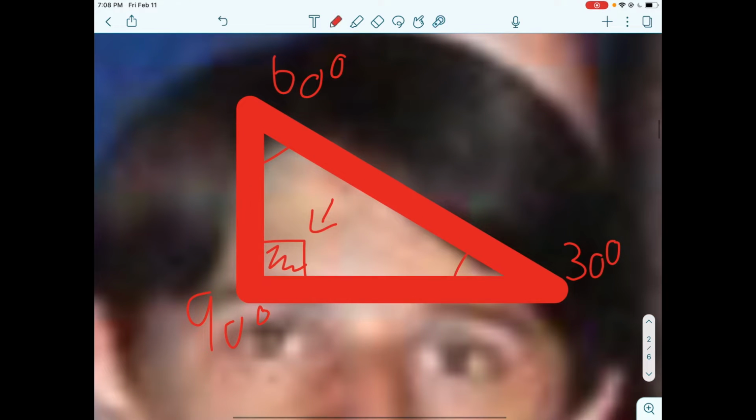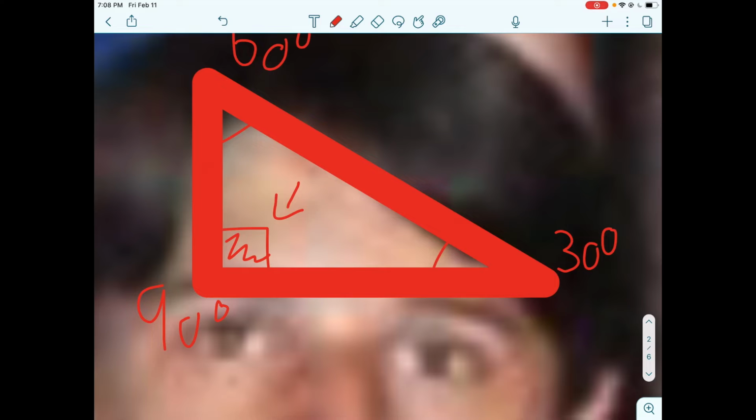Something else to note is that the sides also correspond with the angles. Since this side right here is the longest side, then this side is the biggest angle. And since this side right here is the shortest side, then this is the smallest angle.